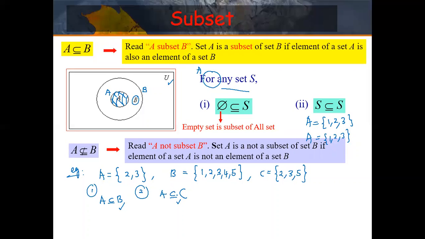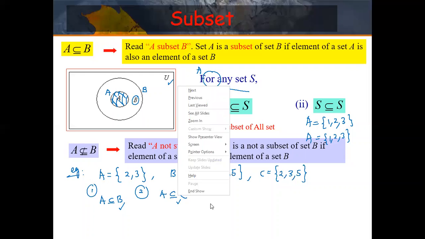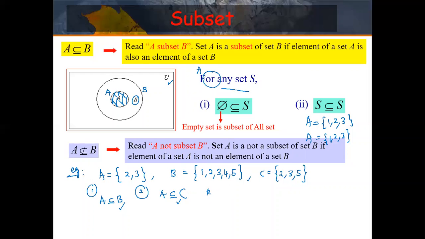A is a subset of B. Next, is B a subset of A? Is 1, 2, 3, 4, 5 a subset of 2, 3? No, because not all elements in B are elements of A.